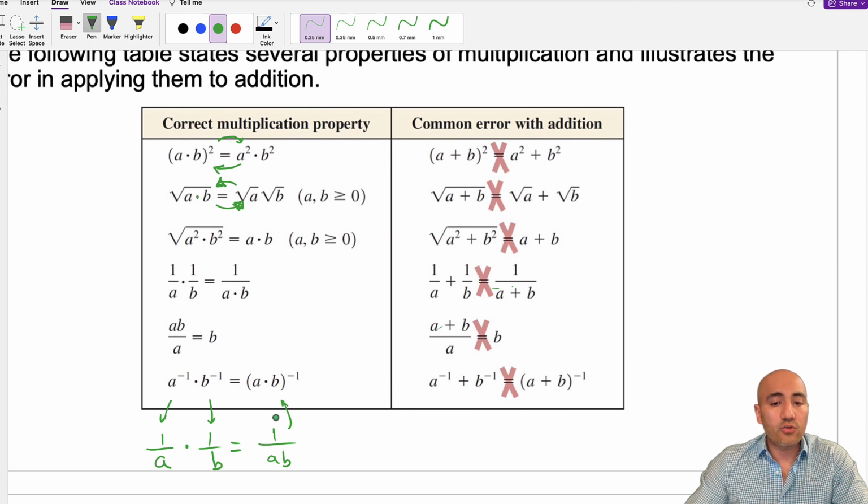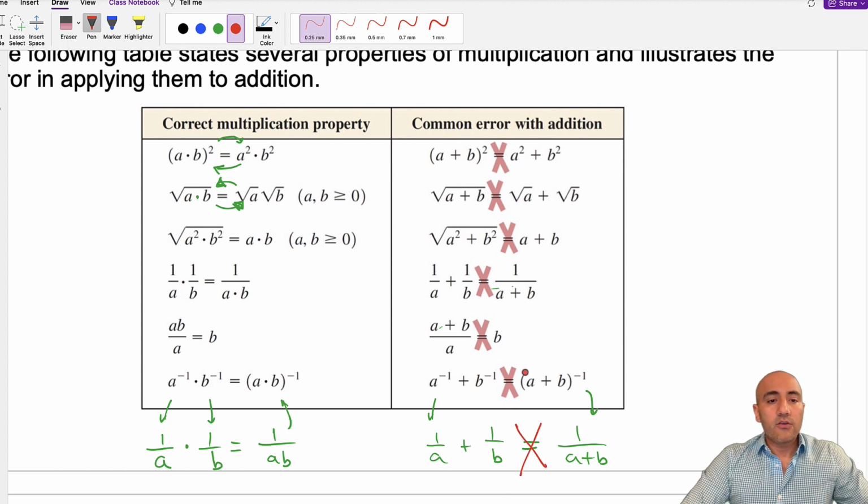So this is all true, but this is not true, right? So again, this gives you 1 over a plus 1 over b, and now we need a common denominator. This one would be saying 1 over a plus b, and clearly those are not equal. Okay, so not true. So just some common things to avoid.